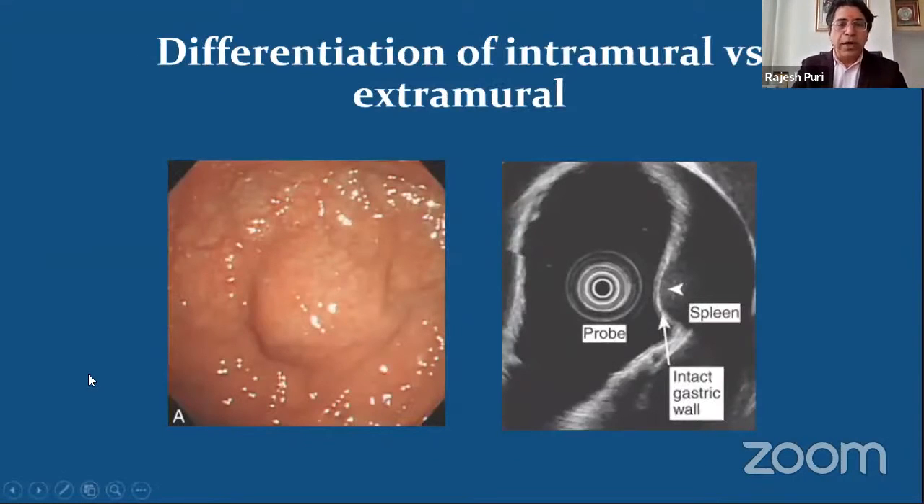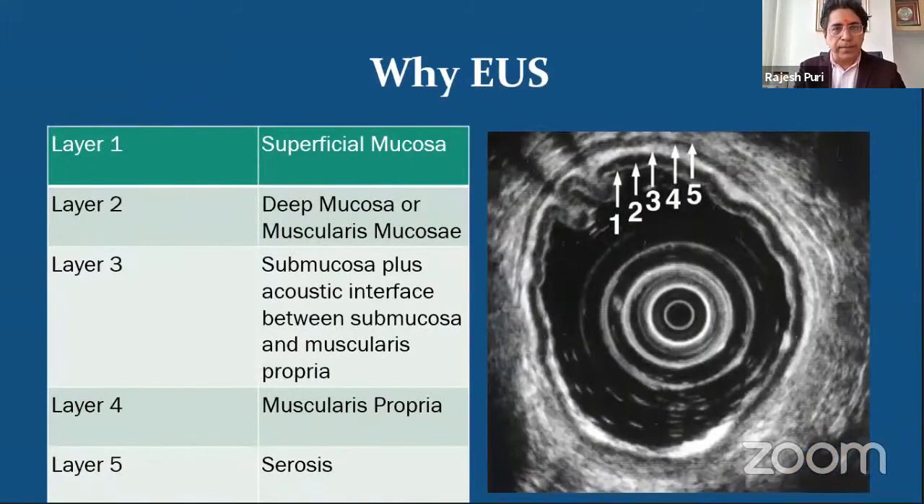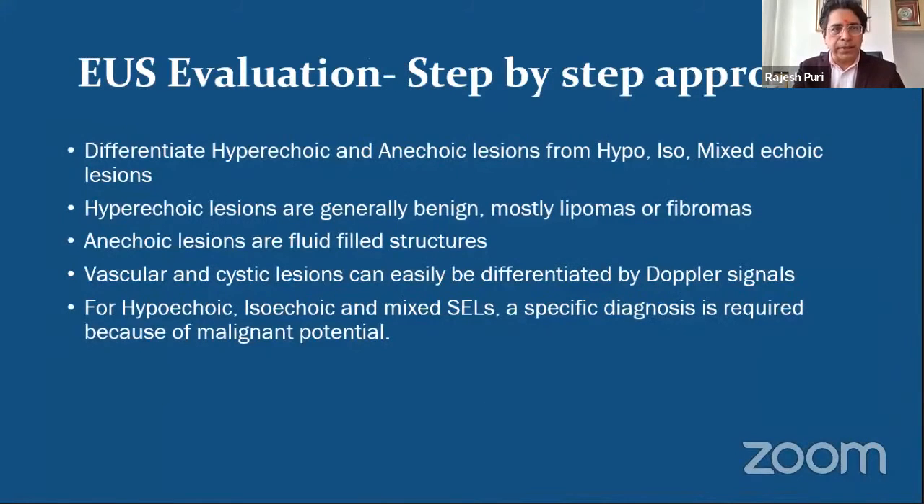So this is on endoscopy, there is a submucosal lesion, but when you do an EUS, you see the spleen is compressing. So you can very well differentiate whether you are dealing with an intramural versus extramural lesion. As I said, why EUS? Because with EUS, you can see the 5-layer pattern of the gut wall, and from which layer the subepithelial lesion is originating, you can predict the nature of the subepithelial lesion. That's why EUS scores over other imaging modalities.